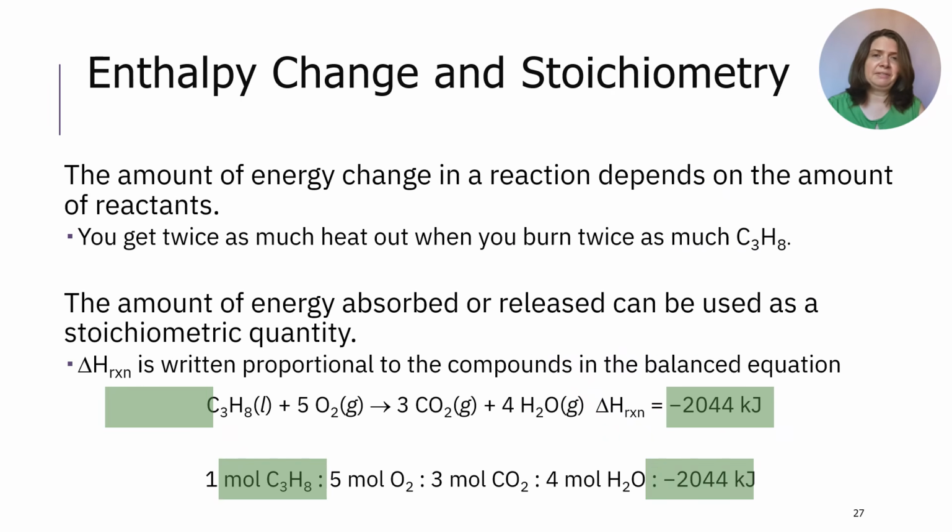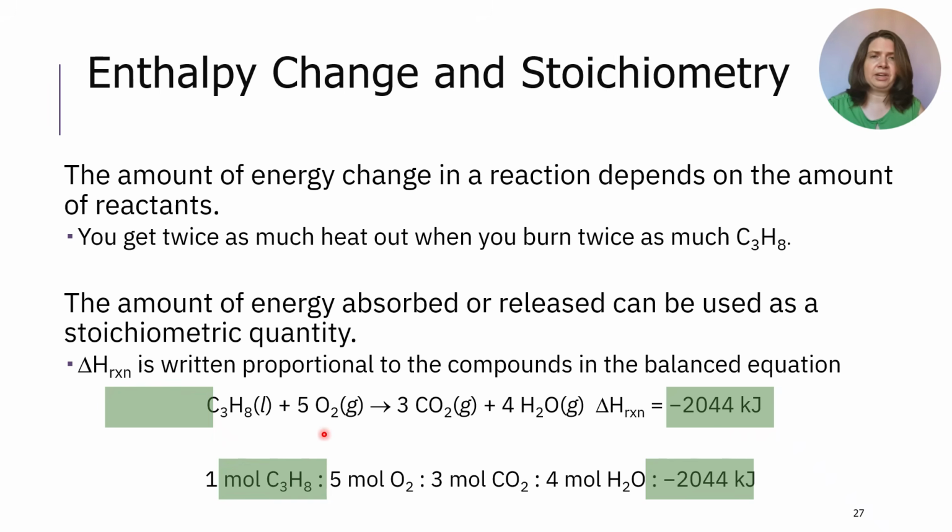The enthalpy of a reaction is proportional to the stoichiometric coefficients in the balanced chemical equation. Previously, we used stoichiometric coefficients to create molar ratios between substances. Now we will use one stoichiometric coefficient together with the delta H value in order to create conversion factors between moles and kilojoules. Consider the combustion of propane.